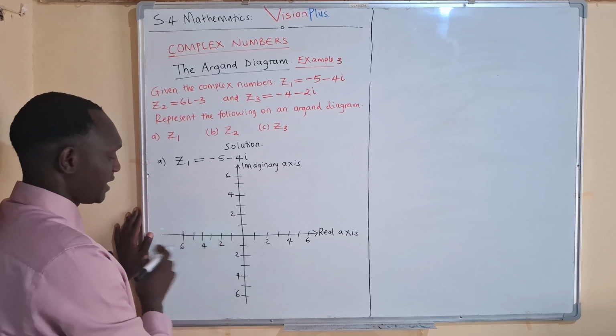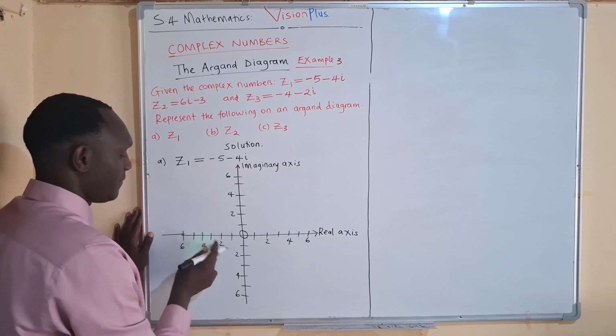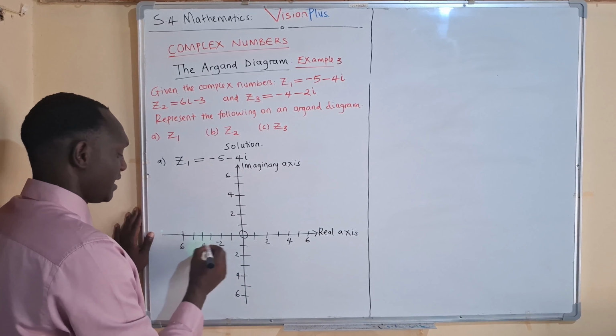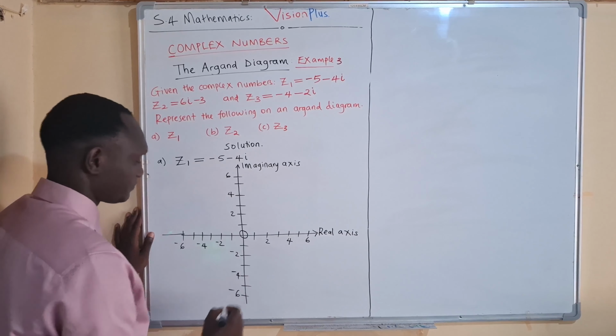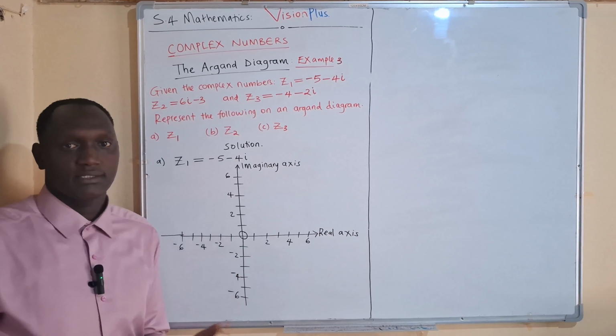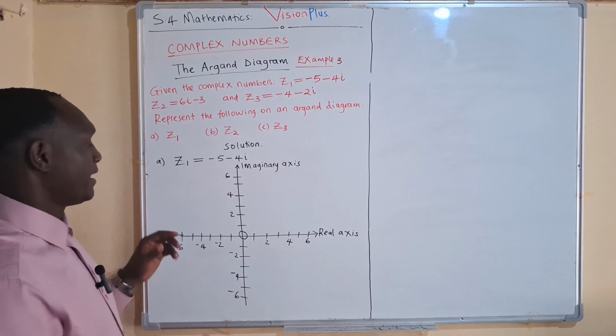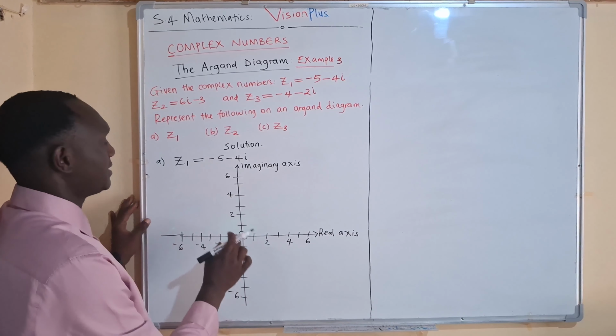Remember, on the left side, we have 0 at the origin here. This left side contains negative numbers. The downside contains also the negative numbers. Make sure your work is organized and presentable. Now, after putting these numbers, then you come and check.